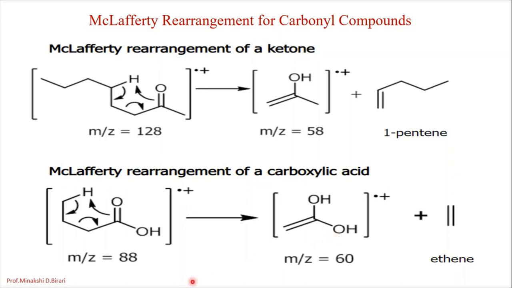So the first peak can be observed at 88 mass to charge ratio. Molecular ion peak is observed at 88 and the radical enol cation can show the peak at mass to charge ratio 60. As we know, in the mass spectrometer, only the positive species or the radical cation can be detected, whereas the neutral species cannot be detected. So this fragment can be eliminated during the fragmentation.